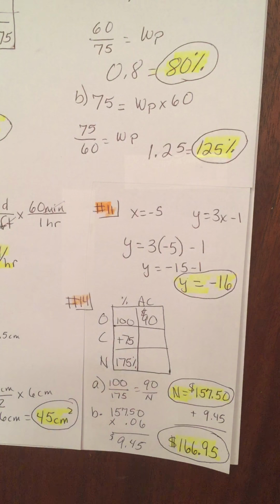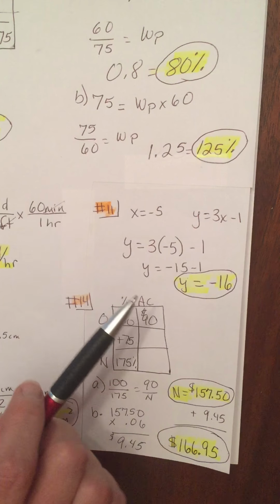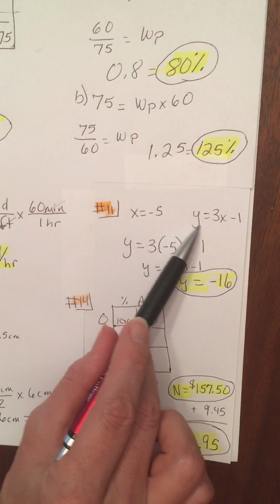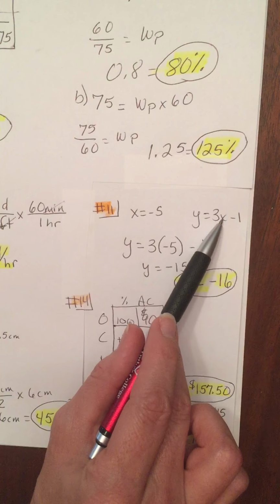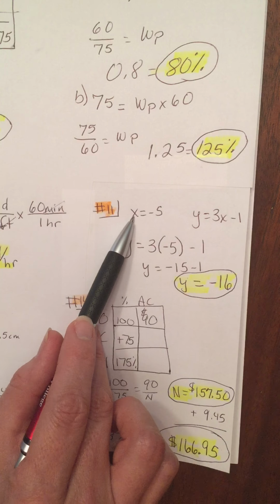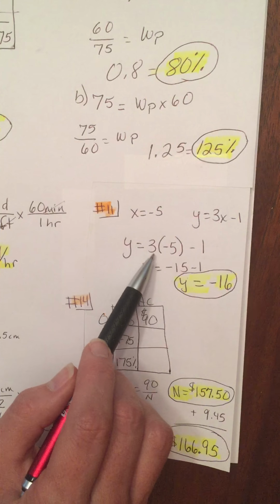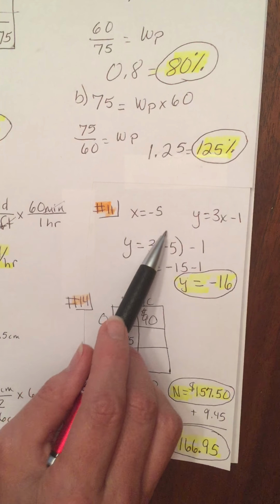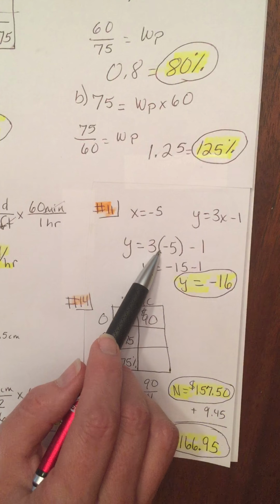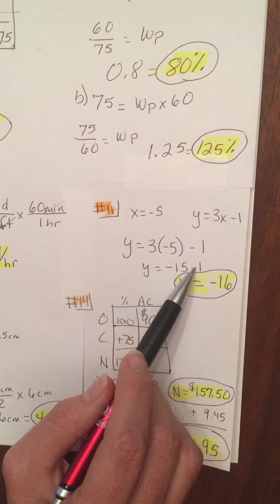Okay, number 11. Number 11 says if x equals -5 and y is equal to 3x minus 1, they want us to figure out what y is. So in my equation here, instead of an x, I'm going to use the value of x, which is -5. So instead of 3 times x, I'm going to say 3 times -5. 3 times -5 is -15 minus 1.